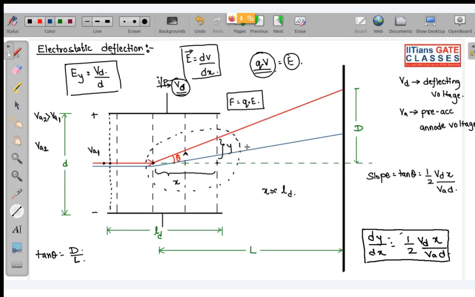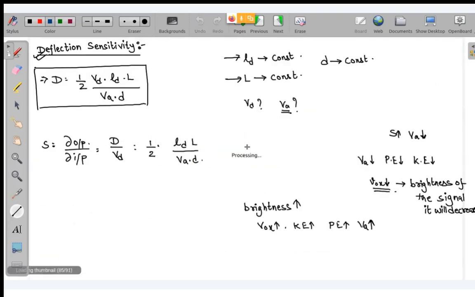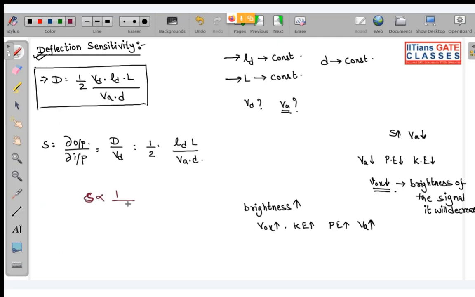Yes, sir. So obviously there is a trade-off between these two, sensitivity and brightness. The more sensitive the system, the brightness will decrease. If you want more brightness, sensitivity will decrease. So there is actually an inverse relationship between sensitivity and brightness. Is it clear?